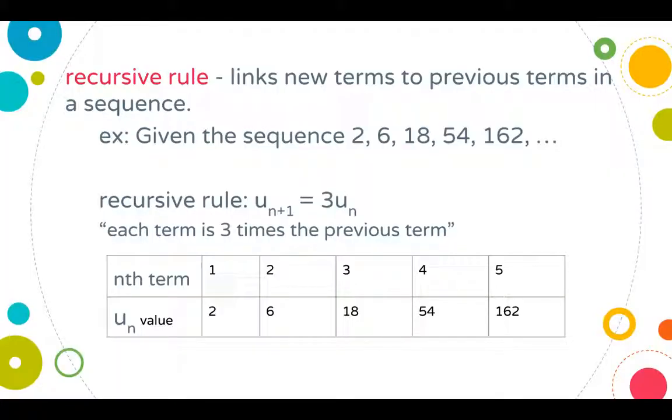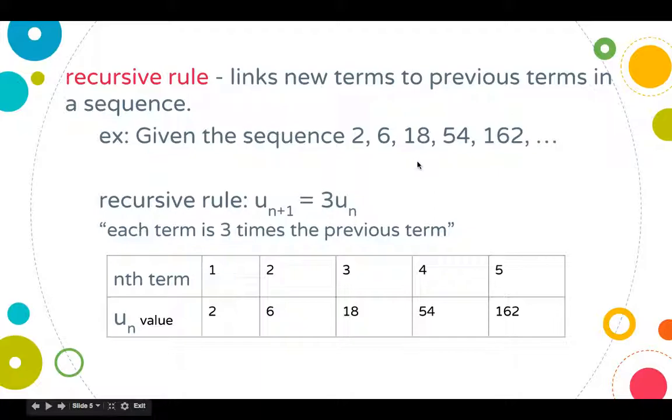Now, when we are looking at sequences and trying to find a pattern to it, we can look for patterns either using a recursive rule or a deductive rule. So really two ways. We're going to start by talking about a recursive rule. A recursive rule is when you look at a sequence and you're trying to link new terms to previous terms in the sequence. For example, if I give you the sequence 2, 6, 18, 54, and 162, I might try to look for a pattern and say, it looks like my next term is maybe 3 times my previous term.